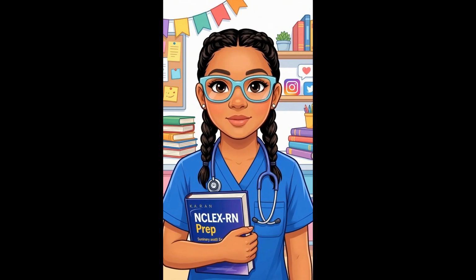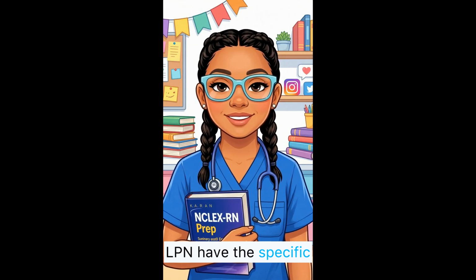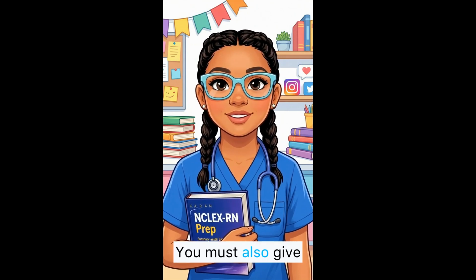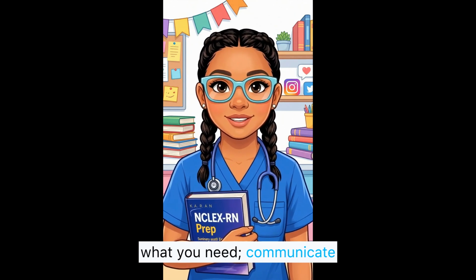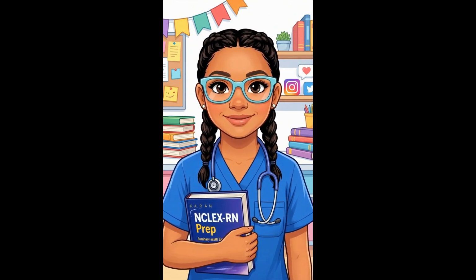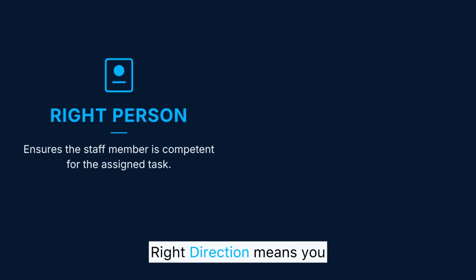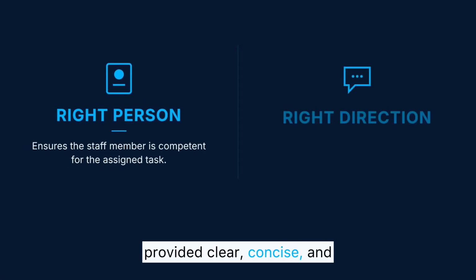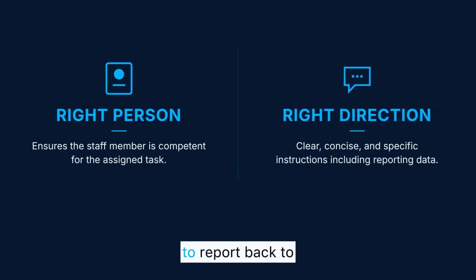Next, look at your team. Does the UAP or LPN have the specific skills needed? You must also give clear instructions. Don't assume they know what you need. Communicate the expectations clearly. Right person ensures the staff member is competent. Right direction means you provided clear, concise, and specific instructions for the task, including what data to report back to you.